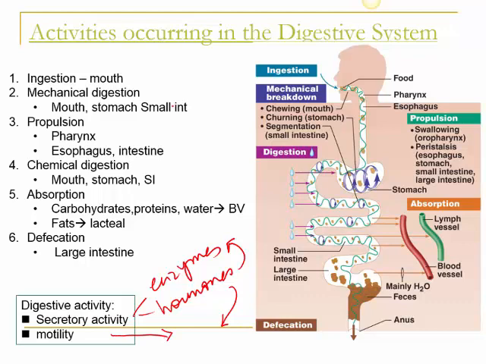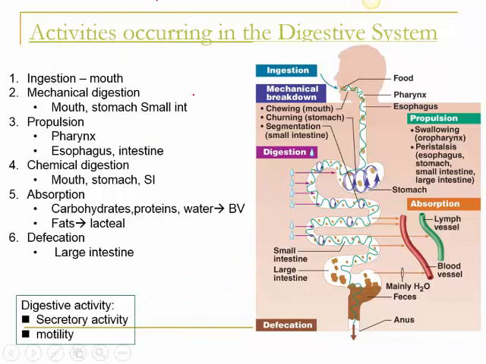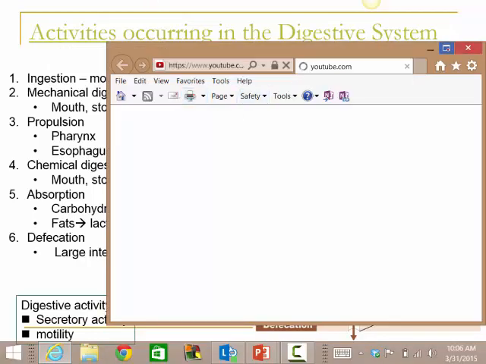So you can see, for example, mechanical digestion, propulsion, or even defecation. All this is muscle activity that's going on, which is motility. So the two main activities which occur in the digestive system are secretory and motility, or muscle contraction and relaxation, okay? So let's take a look at this short video which shows you all of this.